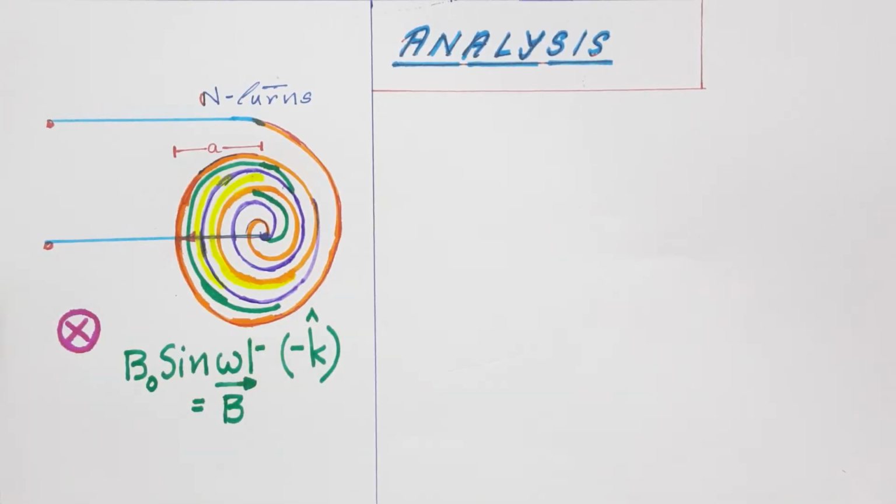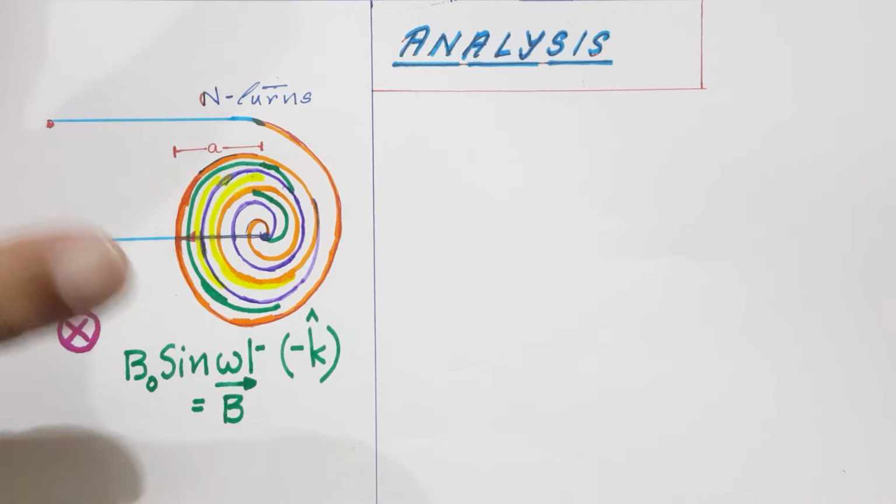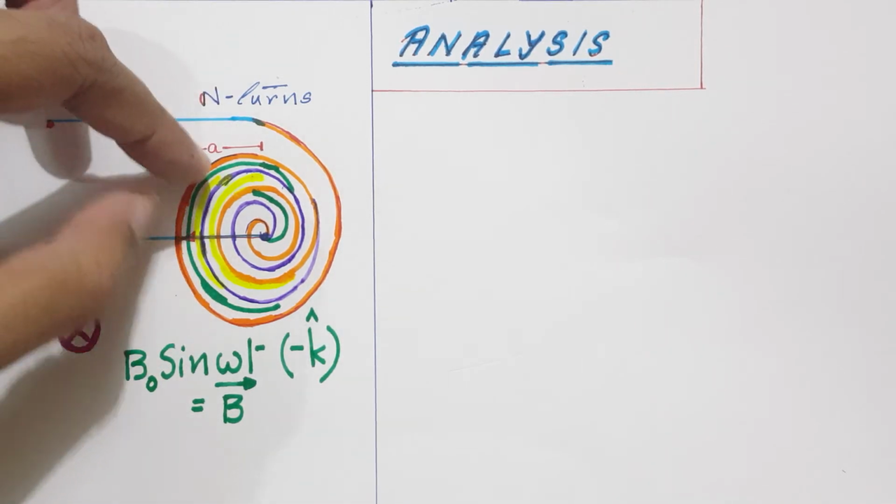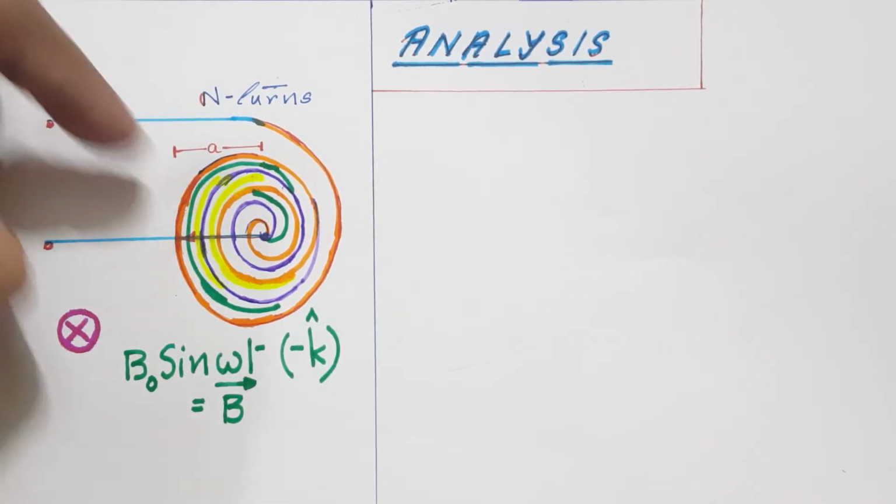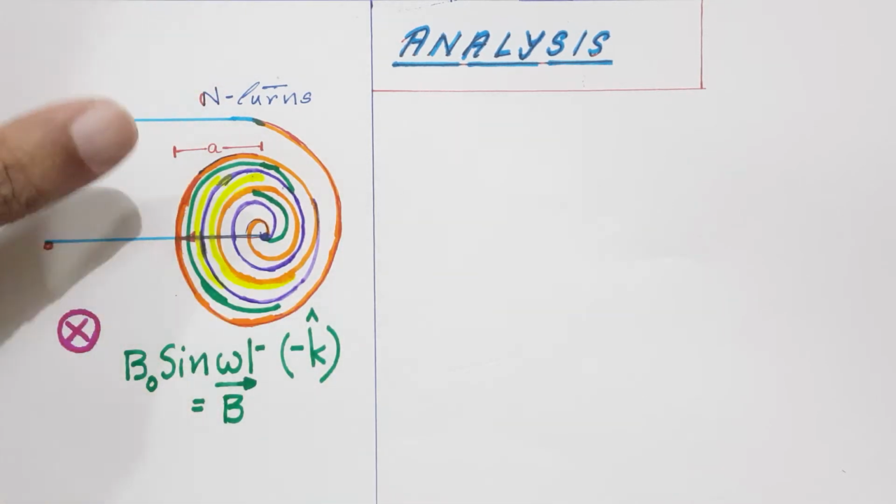Hello everyone. Today our problem is a bit unique. No, this is not jalebi, though it looks like that. Okay, so this is a plane spiral. And the plane spiral has many turns.